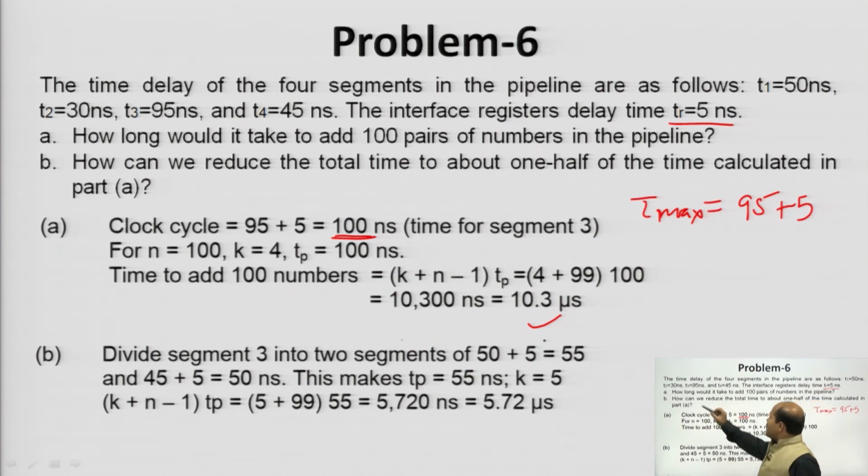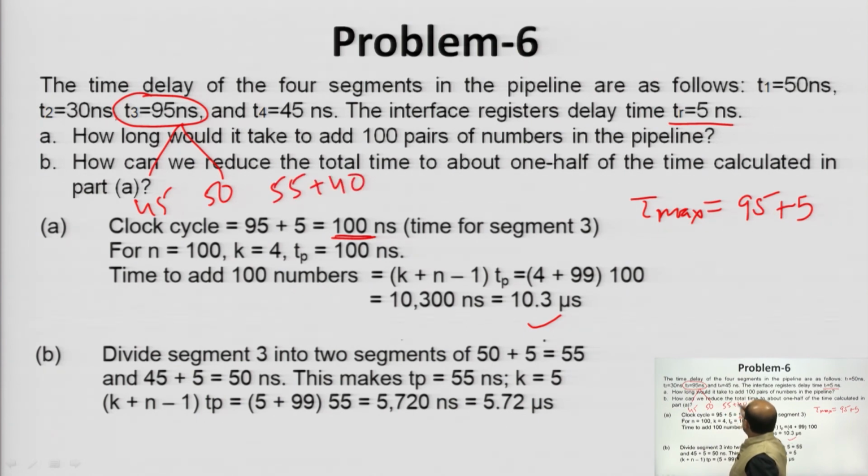Now, in the second part it is asked how we can reduce this time period to 1/2 of the previous case, or A part, what we have calculated in A part. So, how can we reduce this time period? Here we have to divide segment number 3, which is the slowest one, into 2 parts if it is possible. We can divide this into 2 parts, either 45 and 50, or 55 plus 40. So, this will be the feasible division of this slowest stage T3.